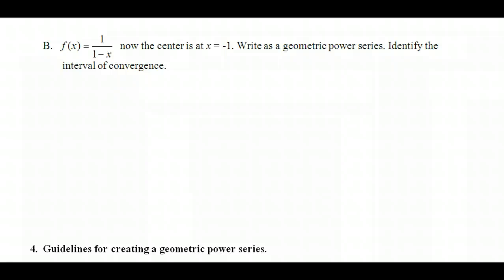For B, now we take the exact same function, and so our function is 1 divided by 1 minus x, but now we want to say that the center is at x equals -1. And this is obviously going to affect this as we set this up. We want to write a geometric power series and again identify our interval of convergence. Well, what we have to do is take our original function. So we have our 1 divided by 1 minus x. We have to adjust for that center at x equals -1.